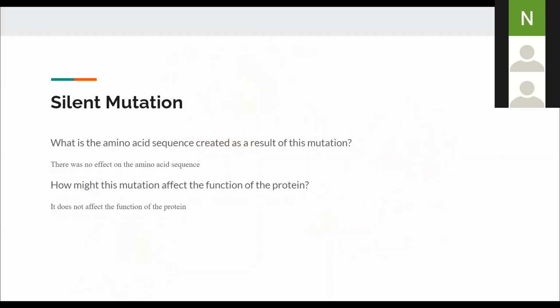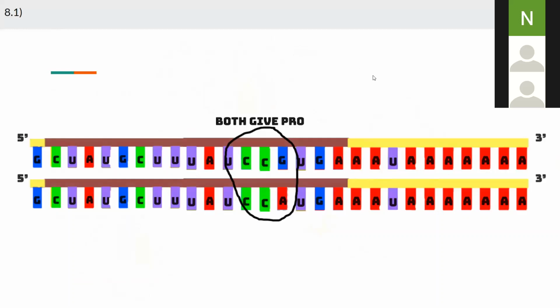A silent mutation usually occurs on the 3rd base of a codon, and as the name suggests, it is silent and does not change the amino acid sequence, as shown. Although the nucleotide changes, no amino acid is changed, so the protein function is preserved. So over here we can see that we have the 3 amino acids, and guanine was changed to adenine, but they both give out proline.